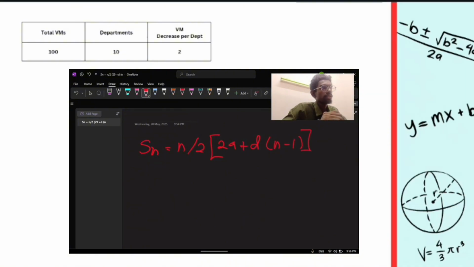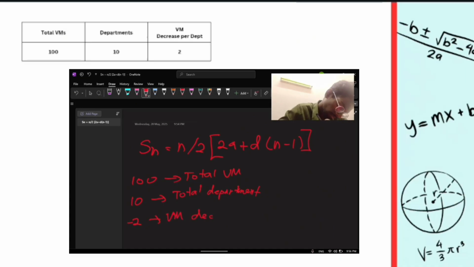So we are already given the number of total virtual machines, which is 100. The number of departments is 10. Virtual machine decrease per department is 2, which will be considered as negative 2. So now, this total virtual machines is our sum. Total departments is the number of terms, which is n, and the negative 2 is our decrement, which is d.